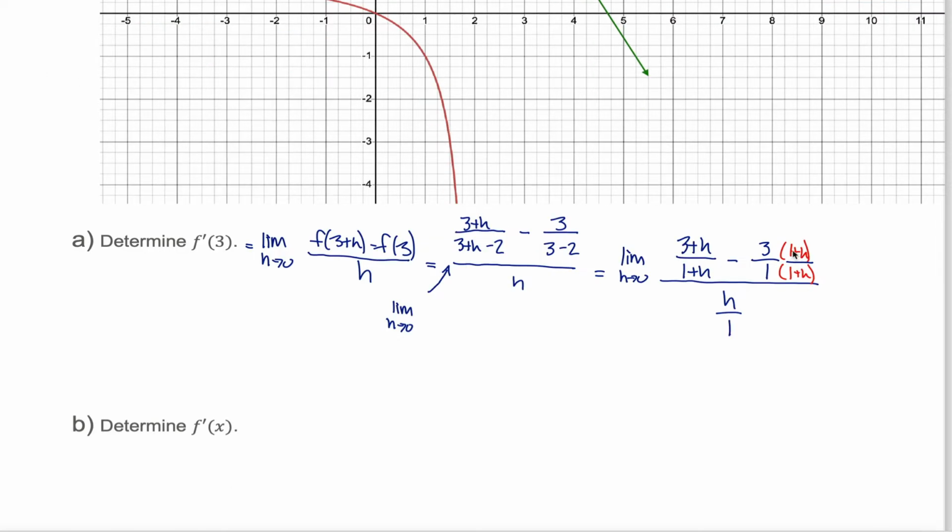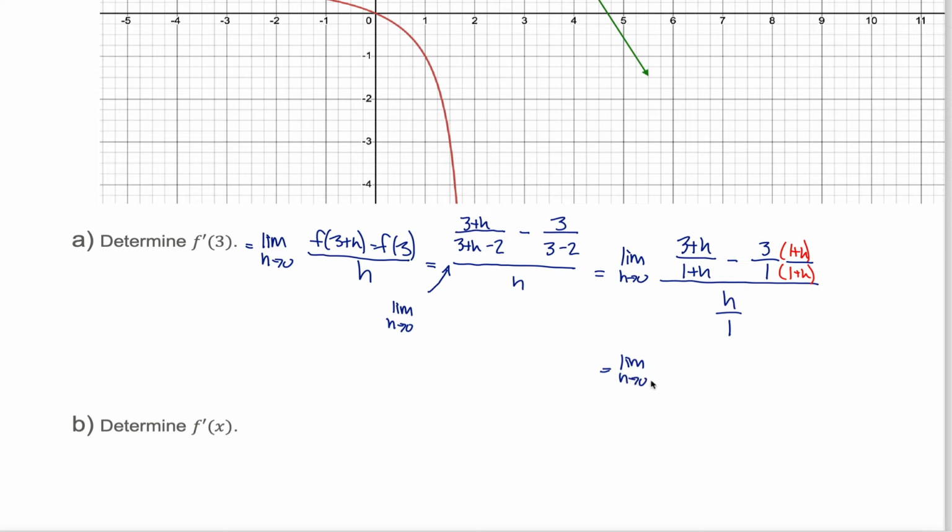Note that I did the multiplication to the top and the bottom of this fraction so that I wouldn't change the value of this thing. This is the same as this, which is the same as the number 3, which is the same as 3 times 1 plus h divided by 1 plus h. But writing the number 3 in this form is beneficial because now I can do my subtraction.